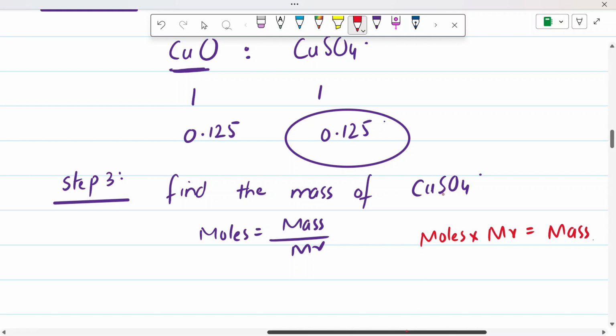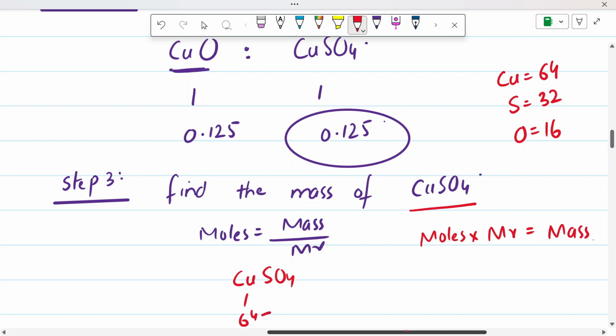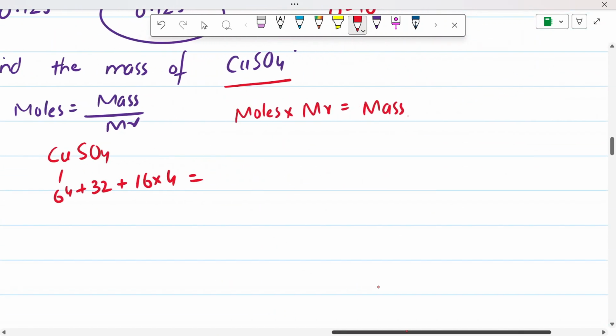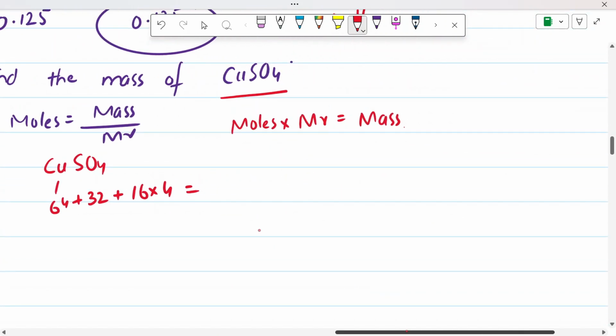Right, so let's find the molecular mass of copper sulfate. Atomic masses: copper is 64, sulfur is 32, and oxygen is 16. Let's work this out real quick. We have copper sulfate: 64 plus 32 plus 16 times 4. What is the answer? Is it 160 if I'm not wrong? 32, 48. Yeah, it's 160.